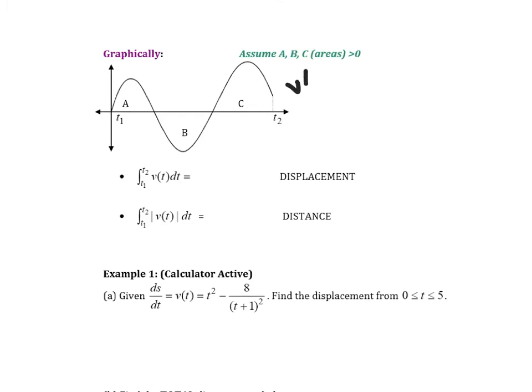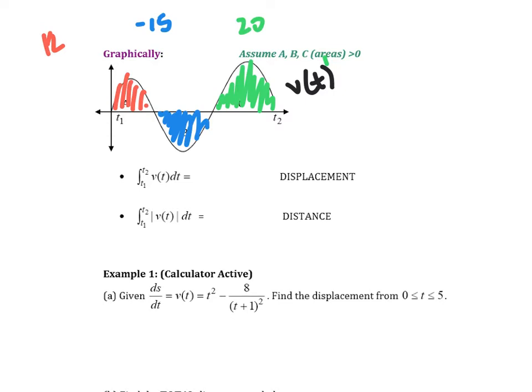Okay, so let's say this is our velocity function. Let's just, for the sake of this, make up some numbers. Let's say this area is 12. This area is a negative 15. And this area is a 20. Okay, so displacement would be red plus blue plus green.